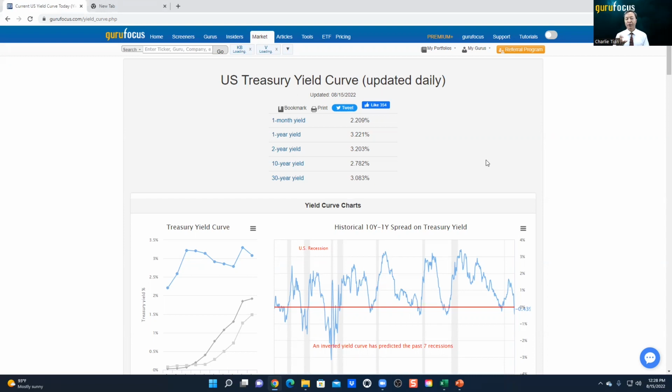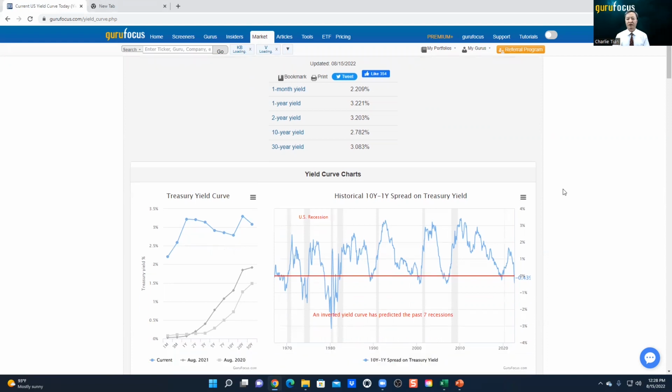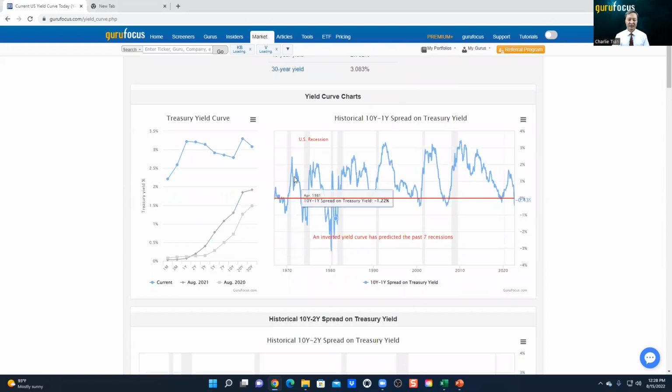And there's a spread between the 1-year Treasury yield and the 10-year Treasury yield. We use the 10-year Treasury yield and subtract the 1-year Treasury yield. We calculate the spread, which is this curve. You can see the blue line is the historical value of the 10-year versus 1-year yield spread from the 1960s. And this gray area is a US recession.